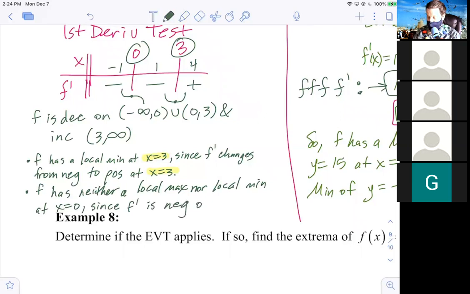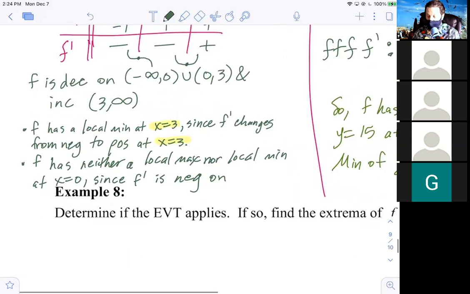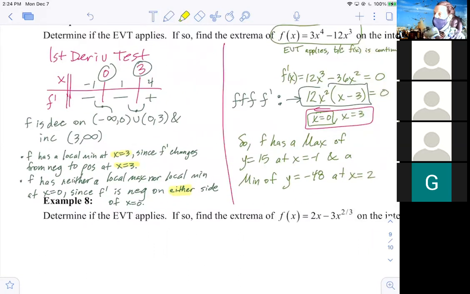We don't want to say on both sides, because when you say on both sides, that kind of implies forever. So the word that gets it with the College Board is negative on either side of x equals 0. That word "either" is a local argument. It implies immediately to the left and immediately to the right. The sign of f prime is negative.